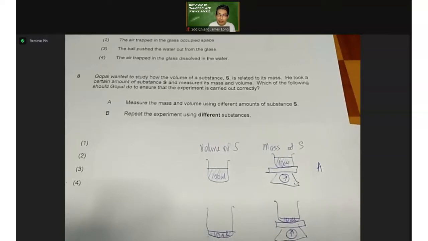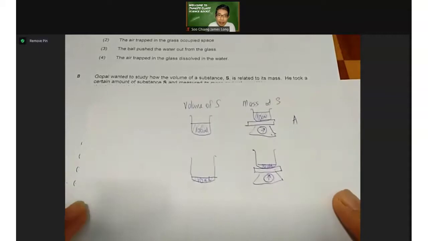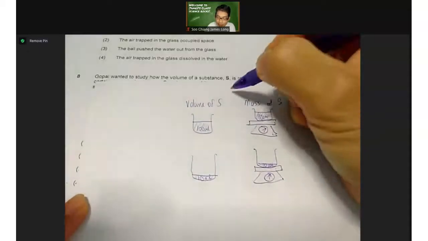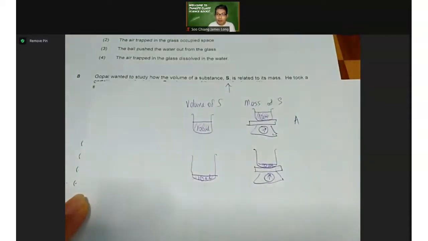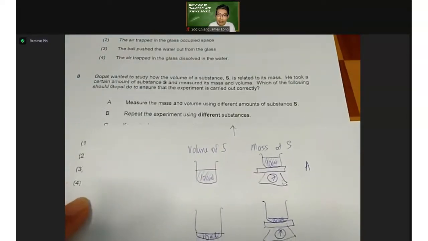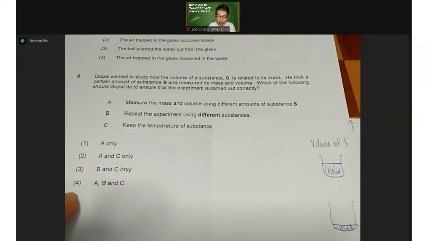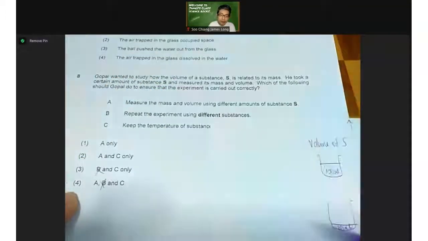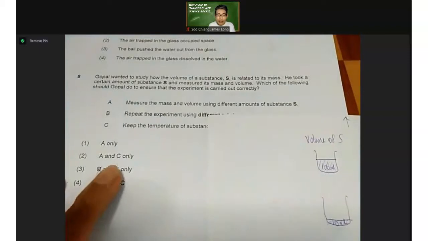Repeat the experiment using different substances. And that is kind of weird because the question is how the volume of S is related to its mass. We only want to talk about S, not about other substances. So anything with B is wrong. Okay, now we're left with just C.